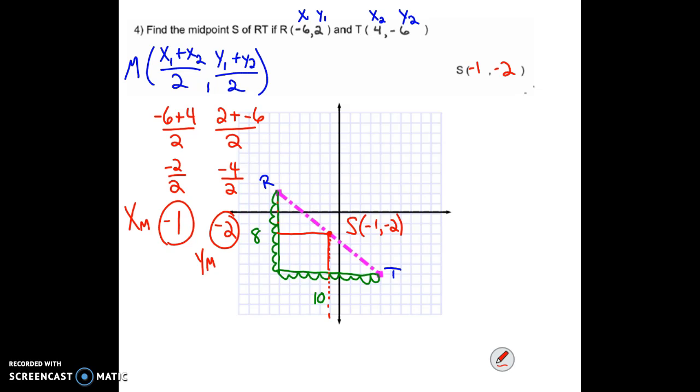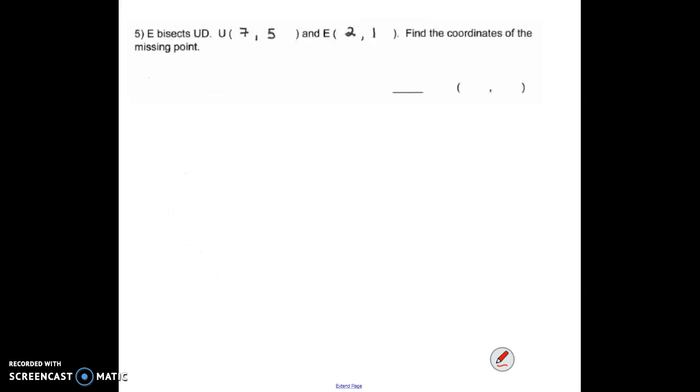Use whatever method works for you, but if you're going to graph it, make sure your graph is nice and clean. And if you decide to use the midpoint formula, it will always work, so long as you set it up right. Last problem I want to do on midpoint is this one.